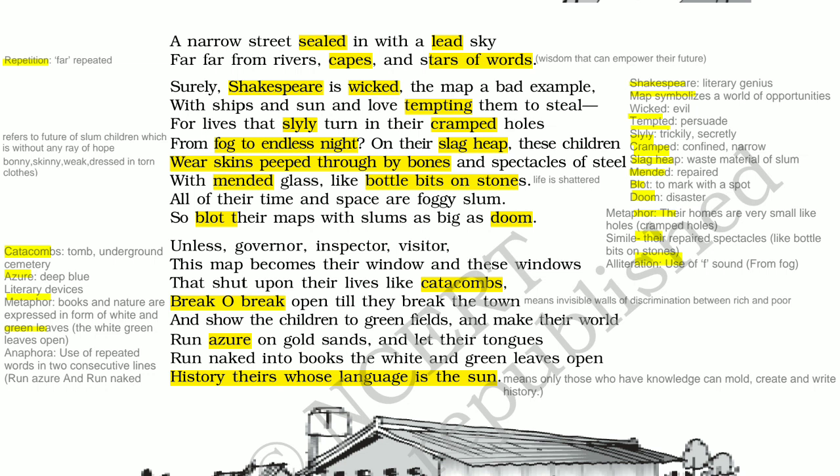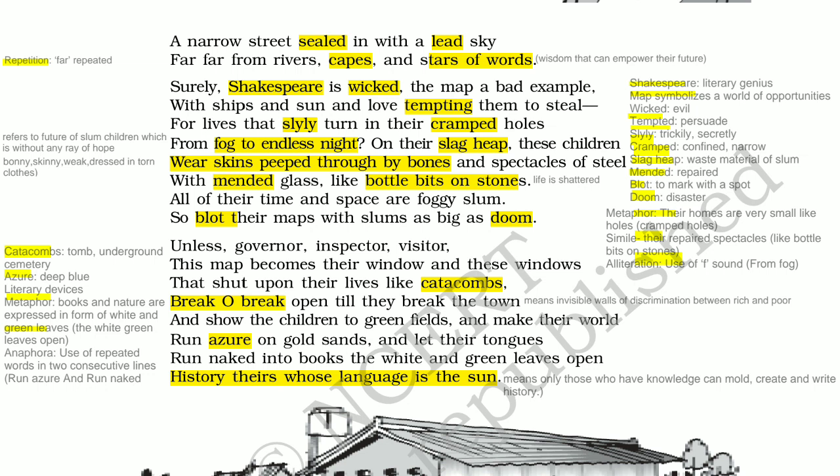And these windows mean the windows of the classroom that are shut upon their lives like catacombs. Means, as I said, this map will become their window when proper education is given, otherwise they will remain shut upon them if education is not given to them. So here the poet wants them to break all the shackles, to break all the barriers. Break, oh break, open till they break the town. Means the invisible walls of discrimination between the rich and the poor should be broken. These children should come out of these four walls in which they have been confined.